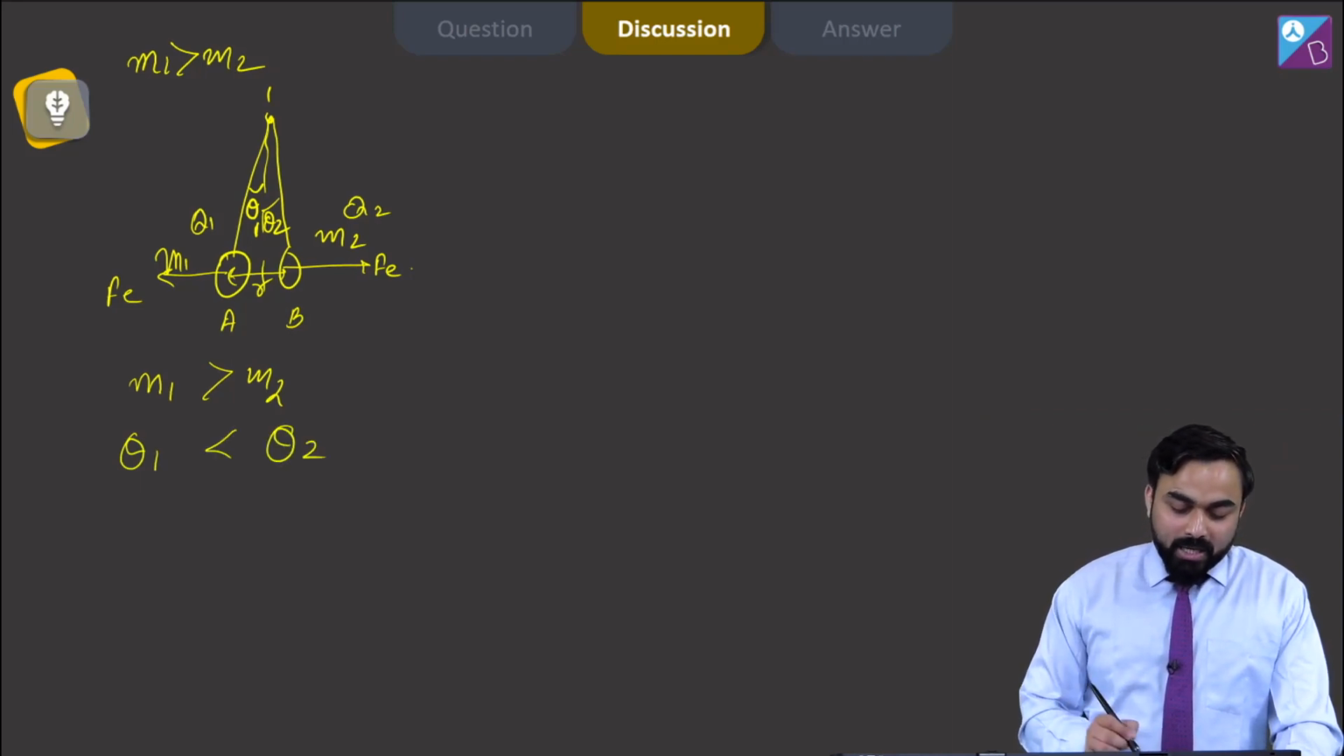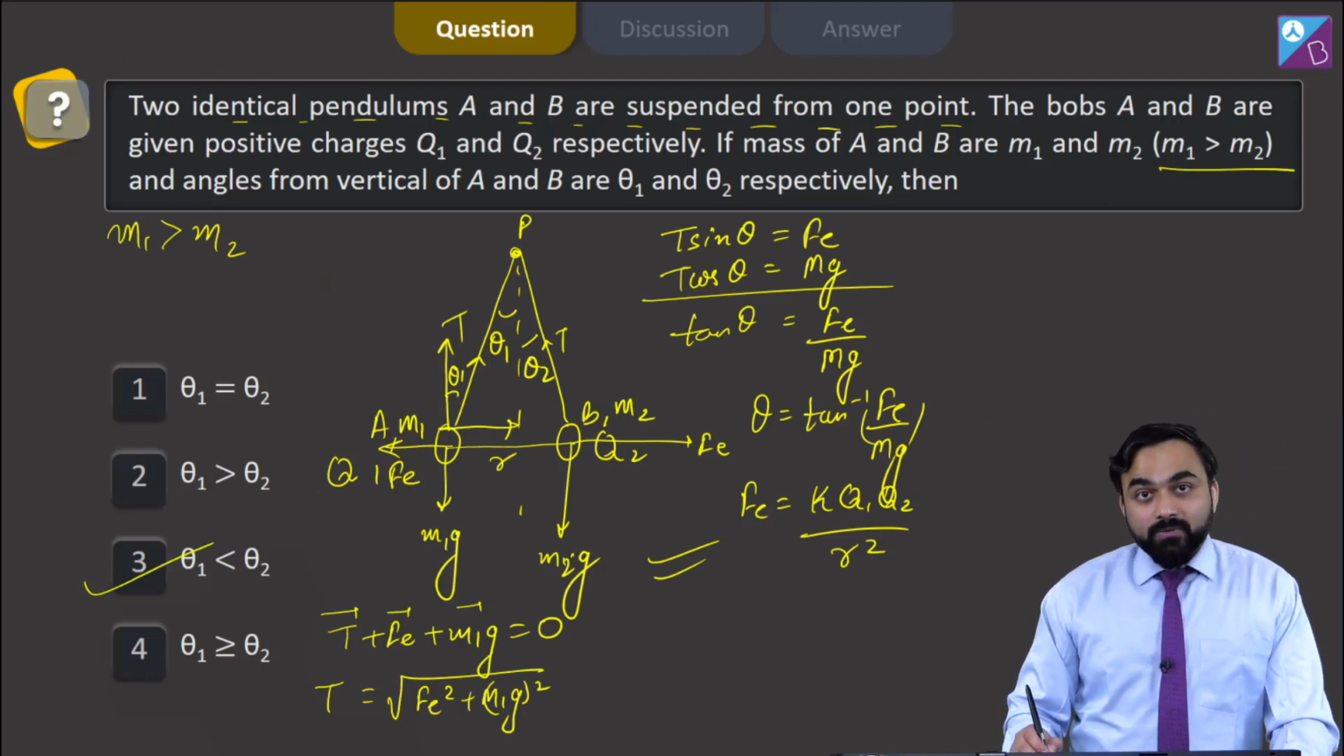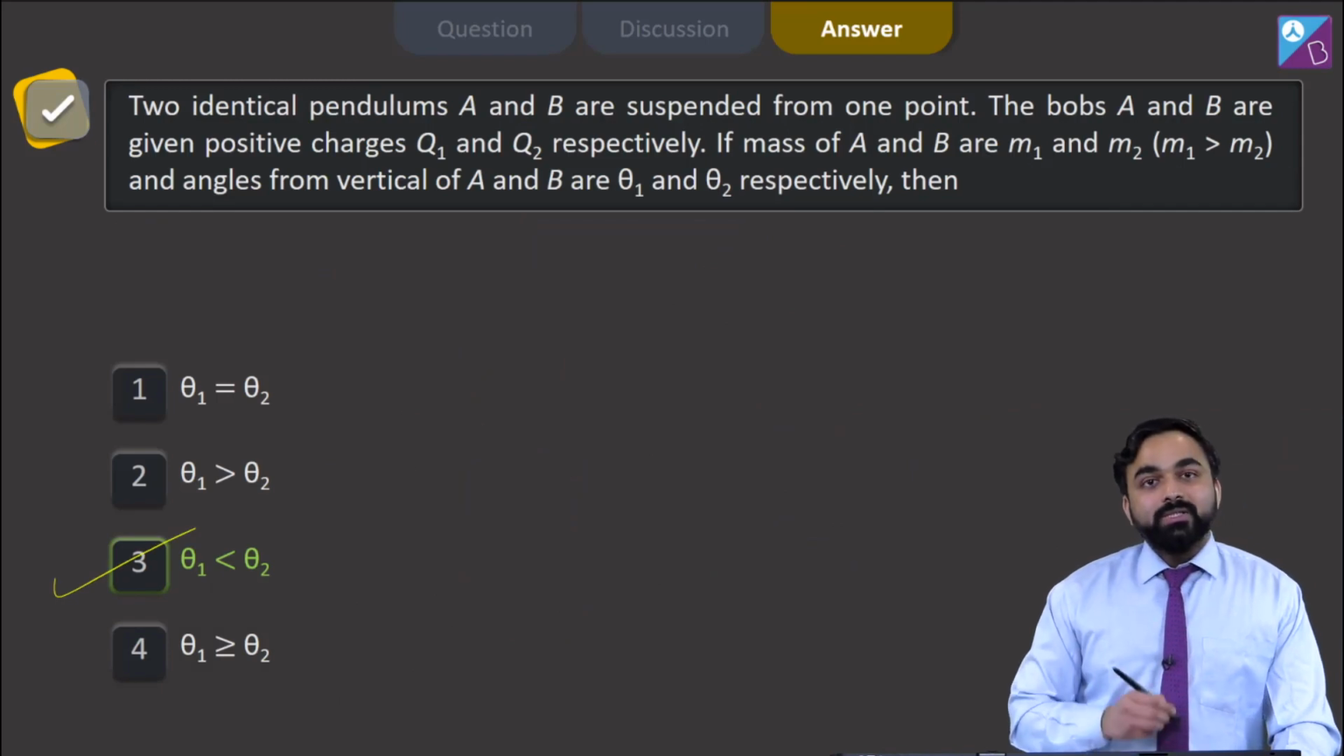Therefore, according to our calculation, option number 3 is the correct answer here. Let's verify this with our answer slide. So option number 3 is the correct answer here.